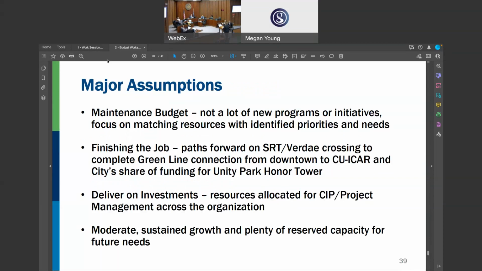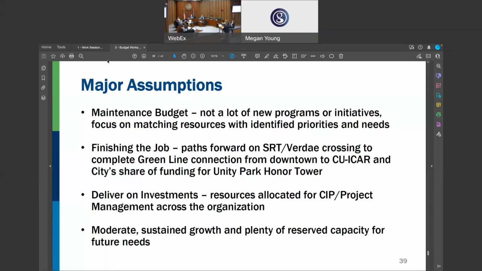This budget is about finishing the job, or to use an older term familiar to several council members, getting past the boulders. Funding is included to finish up the SRT connection from downtown to CU ICAR and to fund the city share of the Unity Park Honor Tower, which is the last major component of the park elements.